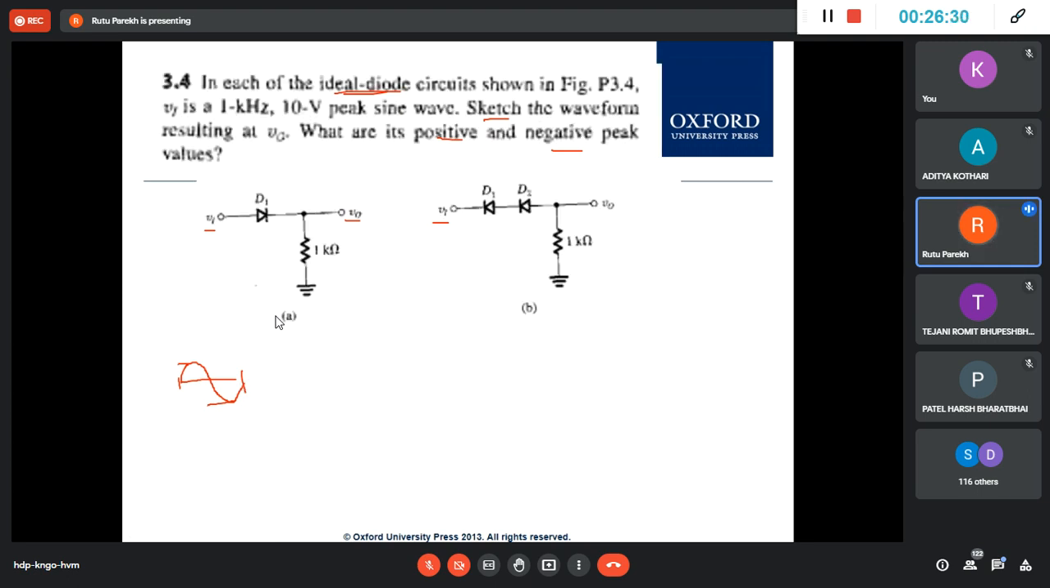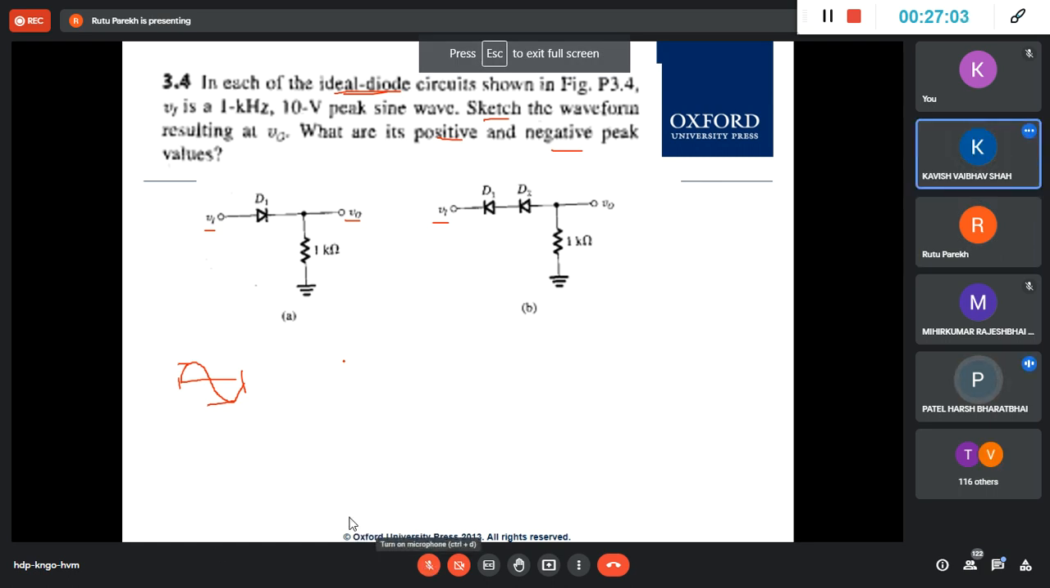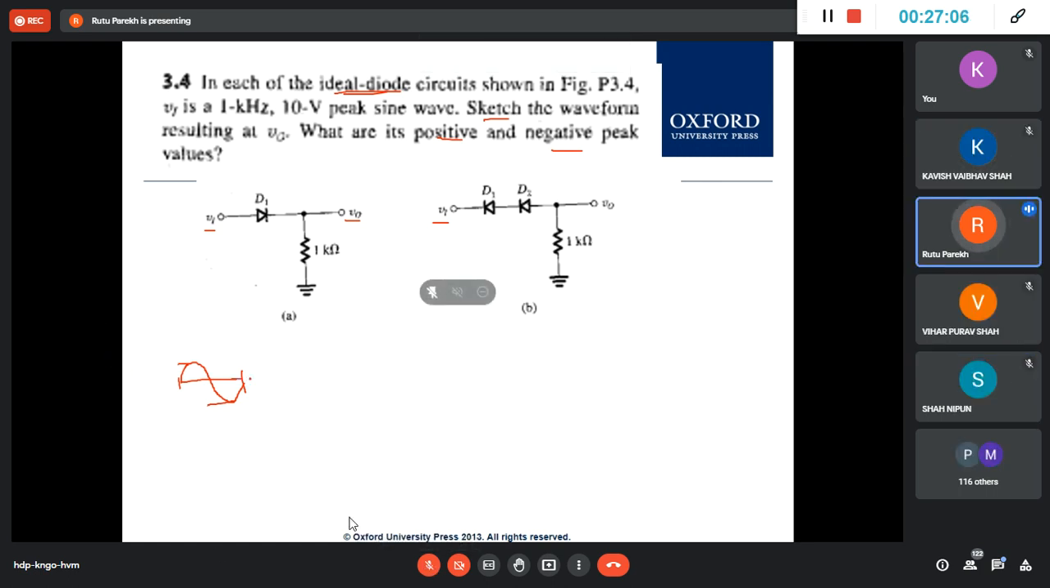Right? What will be the output V0? So when you have such a wave, what did I tell you before? How will you analyze? You will divide it into two halves, positive half and negative half. So when you start with the positive half, for the ideal diode, will this be conducting or not conducting? Conducting. Absolutely right. And for the negative half, will it be conducting or not conducting? Not conducting.